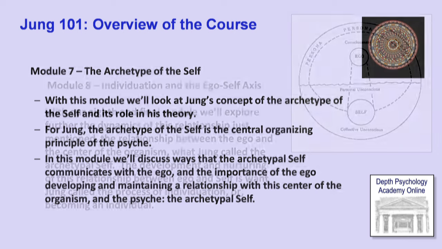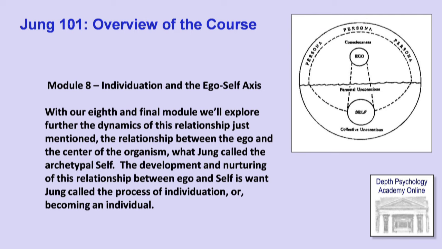And then finally, in Module 8, we bring everything together. We've teased everything apart, and now we bring it together in the process of individuation, which is the process of becoming an individual in a way that maintains this ego self axis so that we're constantly in touch with the deep unconscious and it informs our conscious deliberations and decisions. So Module 8, we'll cover and kind of wrap things up with the individuation process and the ego self axis. Well, with that, that's a brief summary of the upcoming 8 modules.